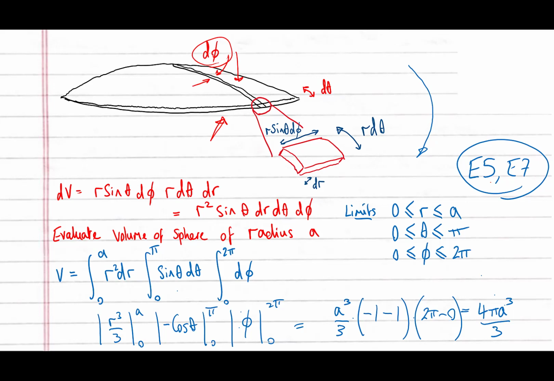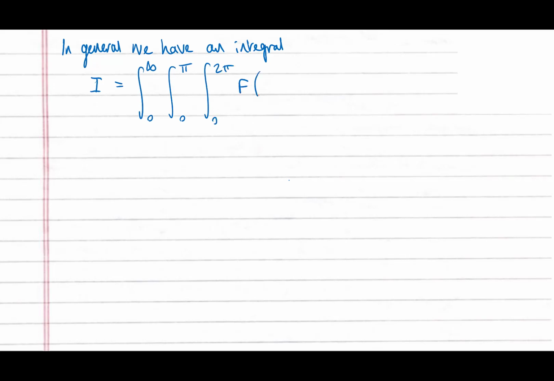So I'm going to say in general, we have an integral. I'm going to call this integral I. So we can take any value, of course, for the position, so for the length or the radius. We've got our pi and 0 term here. We've got our 2 pi and 0 term here. We've got our function. Let's call that a function of r, theta, and phi. And then we're going to have the r squared sine theta dr d theta d phi.